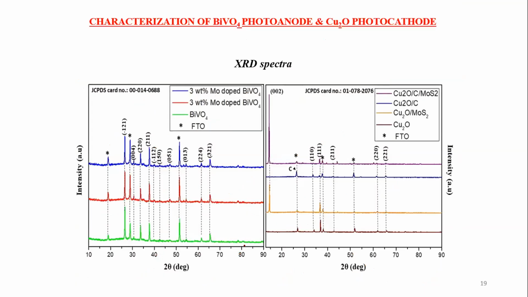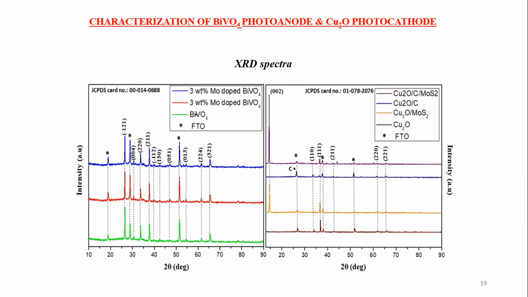So I'm going to show you some of the basic characterization results. From the XRD spectra, normally we use XRD just to analyze the crystal structure. For this oxide, we wanted to have the monoclinic phase, and what we got was actually the monoclinic phase.